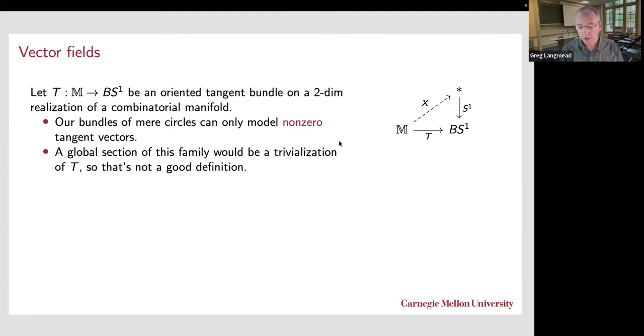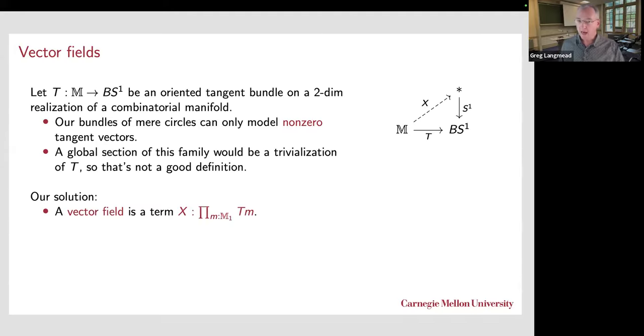So it would be not a good idea to say that a vector field is a section of this whole thing, because these are just non-zero. That would be like saying a nowhere vanishing vector field, and that is not a vector field in general. So what will we do? What would be the analog of a vector field in general that might have zeros? And our solution is to say that a vector field is a section on the one skeleton only.